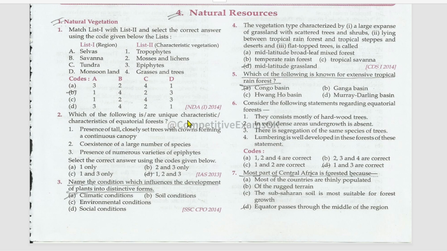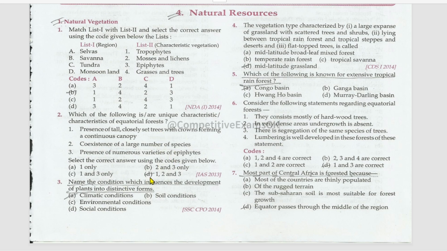Which of the following is a unique characteristic of equatorial forests? Correct answer using the codes. Presence of tall, closely set trees with crowns forming a continuous canopy, right. Coexistence of a large number of species, true. Presence of numerous varieties of epiphytes. All of these are correct statements.